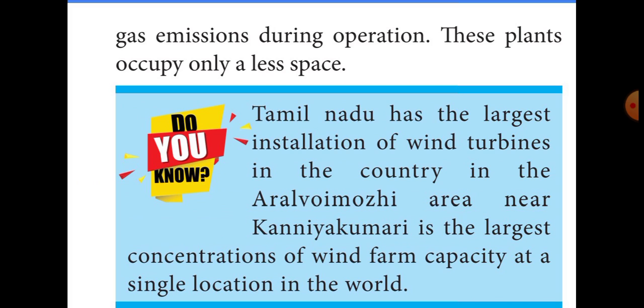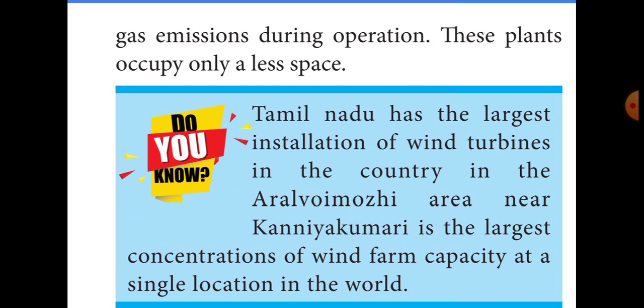Then Tamil Nadu has the largest installation of wind turbines. Installation means setting up. Tamil Nadu has the largest installation of wind turbines. Then Aralvaimozhi near Kanyakumari is the largest concentration of wind farm capacity in a single location in the world. That means the most wind power is produced in Aralvaimozhi.